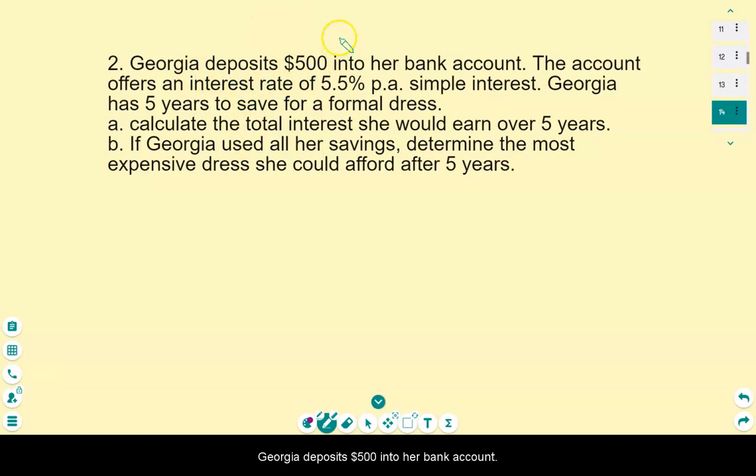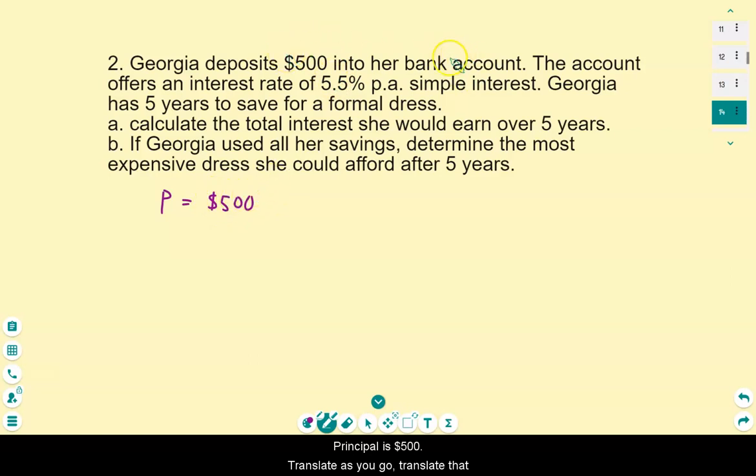Georgia deposits $500 into her bank account. I'm just going to write it as we go, actually. Let's do a data table. She deposits $500 into her bank account. That is the principal. It's her initial value that she's looking to invest, sorry. Principal is 500. Translate as you go. Translate that English into a little maths table.